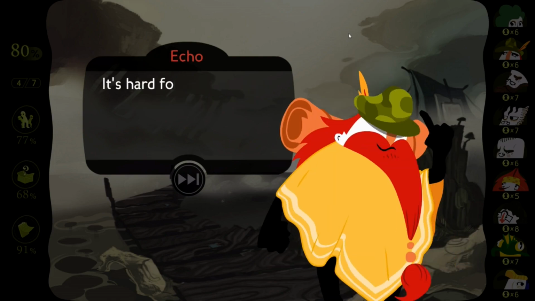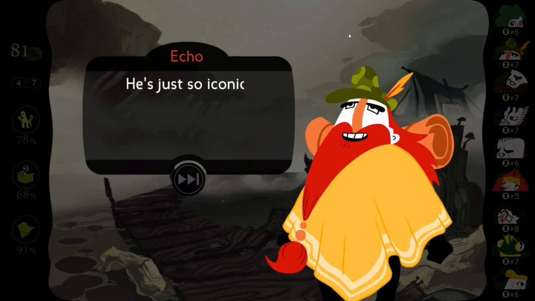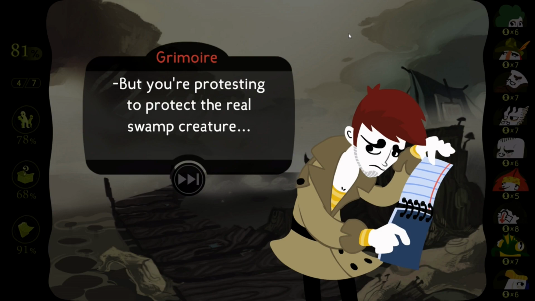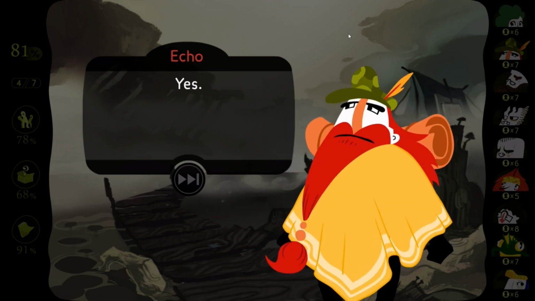Forgive me. It's hard for me to get the image of Boggy as the lovable cartoon character out of my mind. He's just so iconic. Did you know, in 1973, he... But you're protesting to protect the real swamp creature. The cartoon character is just some commercial byproduct, right? Yes, of course.